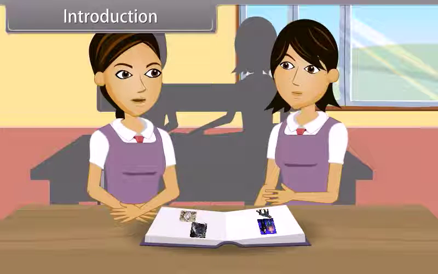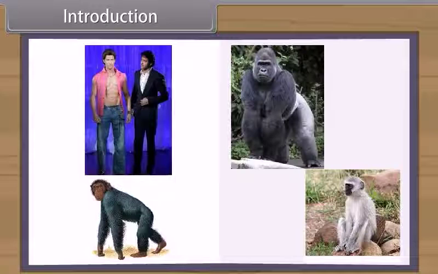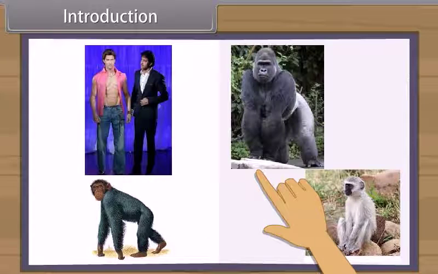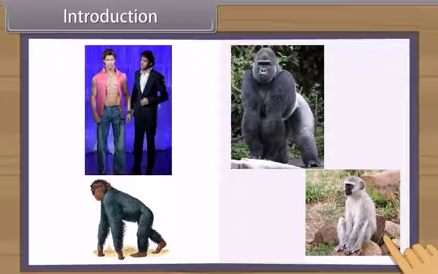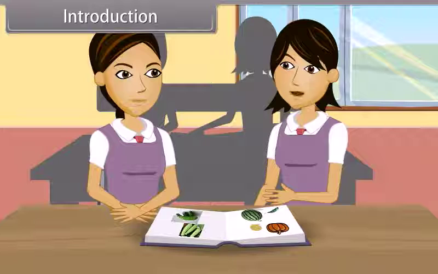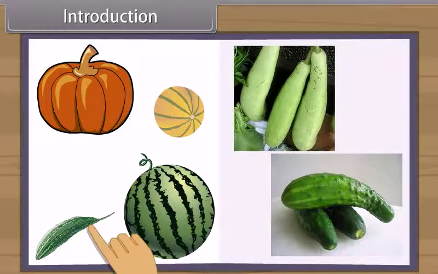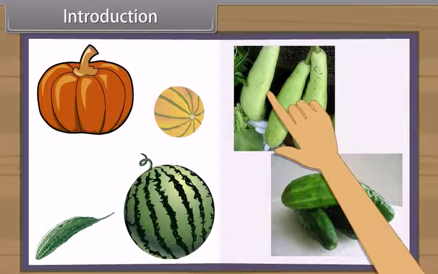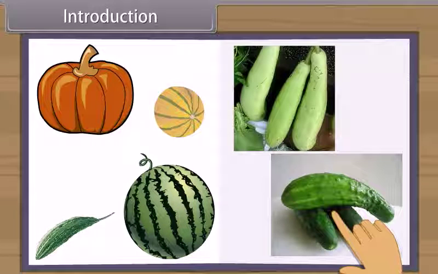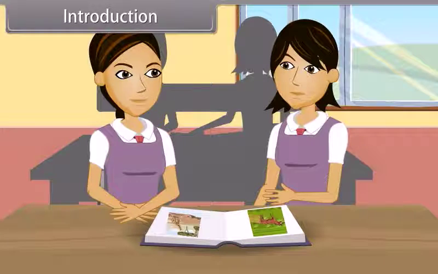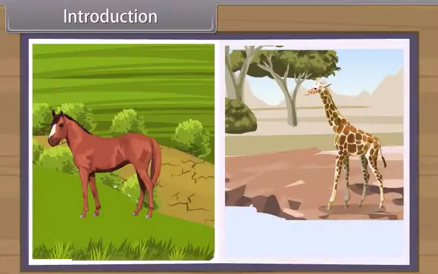These differences are within a species, but within a genus, there are some similarities, like human beings, chimpanzees, gorilla, and monkeys are all alike. Similarly, among plants, melon, watermelon, bitter gourd, pumpkin, bottle gourd, cucumber, etc. have many similarities. But when we study two genera, then we find out they are entirely different.